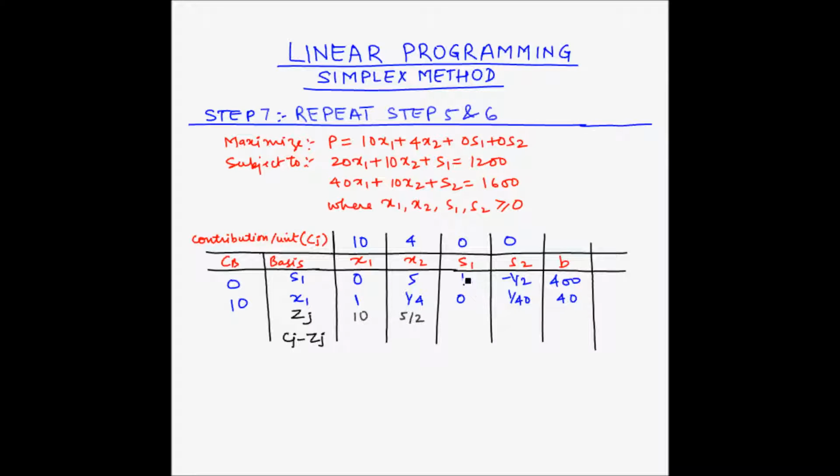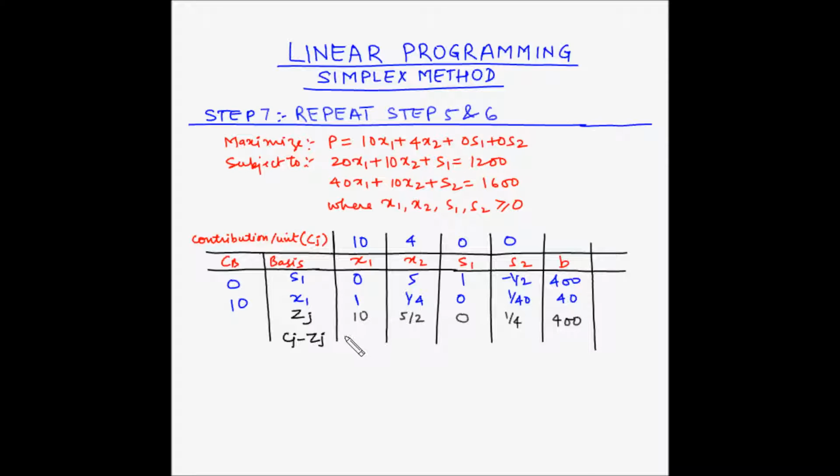0 multiplied by 1 is 0. 10 multiplied by 0 is 0. So 0 plus 0 is 0. 0 multiplied by minus 1 by 2 is 0. And 10 multiplied by 1 by 40 is 1 by 4. So this becomes 1 by 4. For column B, 0 into 400 is 0. And 10 multiplied by 40 is 400. So 0 plus 400 is 400.